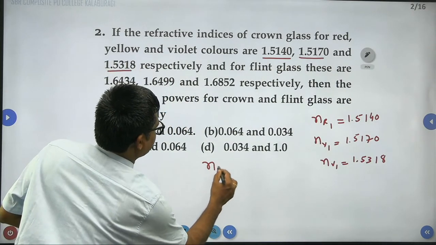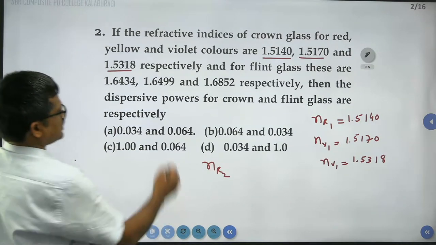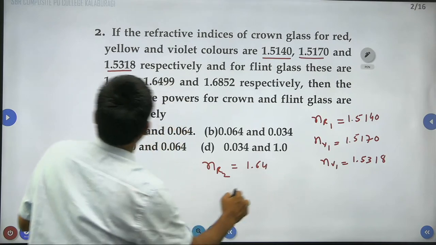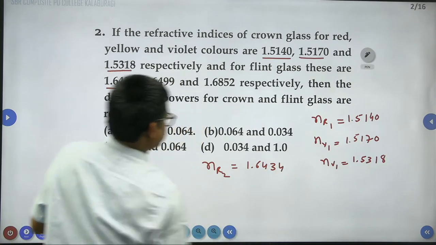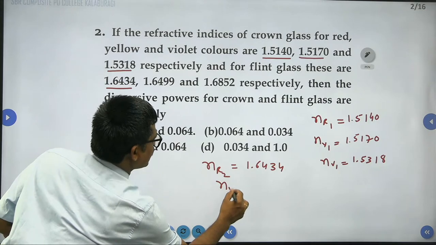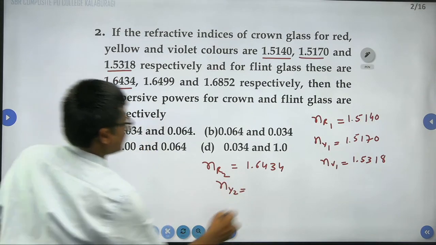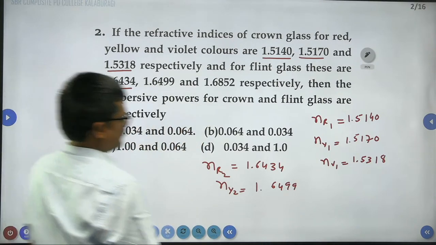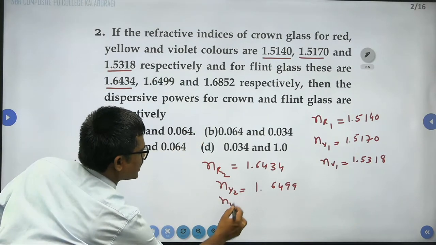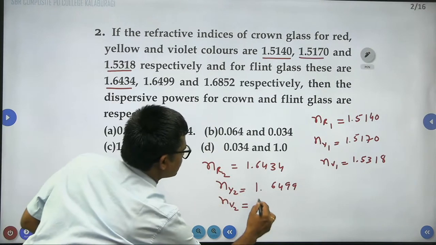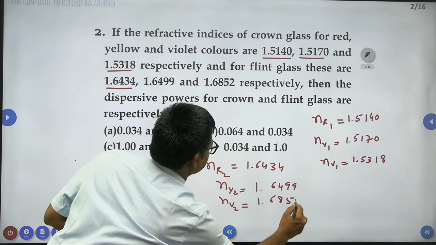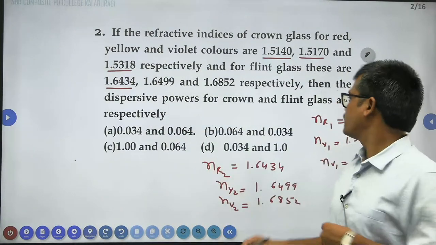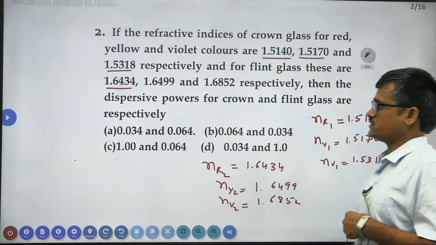So the refractive index of red for flint glass, let me take it as 1.6434. The refractive index of yellow for flint glass is given as 1.6499. The refractive index of violet for flint glass is given as 1.6852. So, by giving all these values, they are asking what the dispersive power of crown and flint glasses will be.